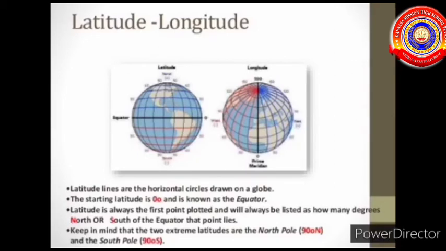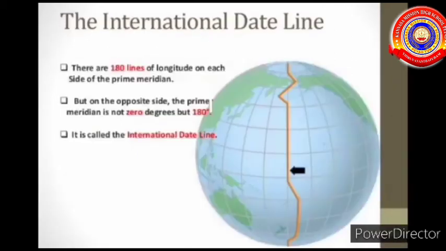The international date line. There are 180 lines of longitude on each side of the prime meridian. But on the opposite side, the prime meridian is not 0 degrees but 180 degrees. It is called the international date line.